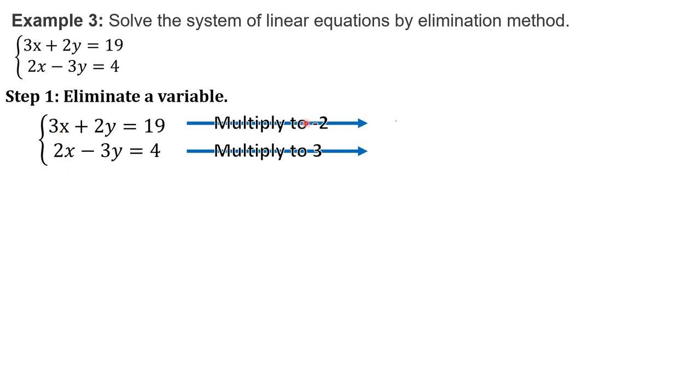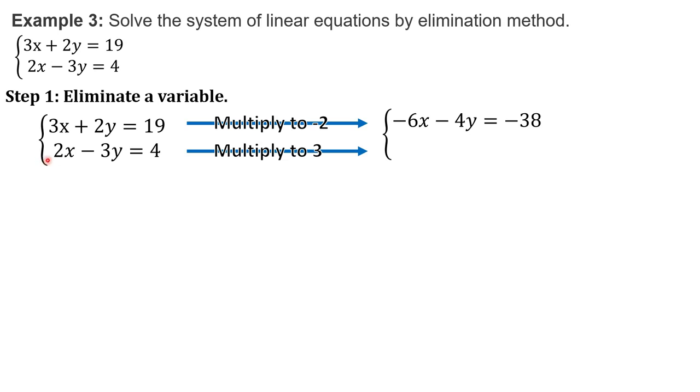Then I use negative 2 on the first equation because what we need is the same coefficient with different sign. So I decided to include the negative sign in the first equation. So now let's proceed in multiplying them. So 3 times negative 2 will have negative 6. 2 times negative 2 is negative 4y. 19 times negative 2 is negative 38.